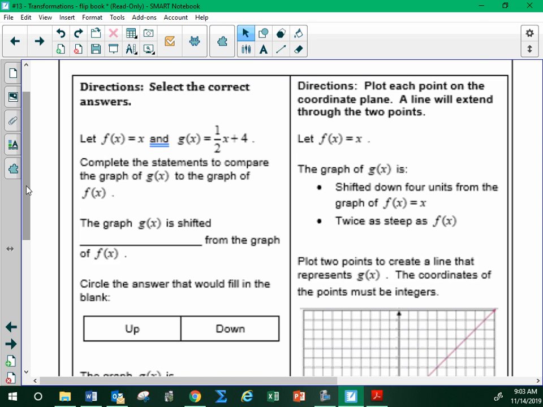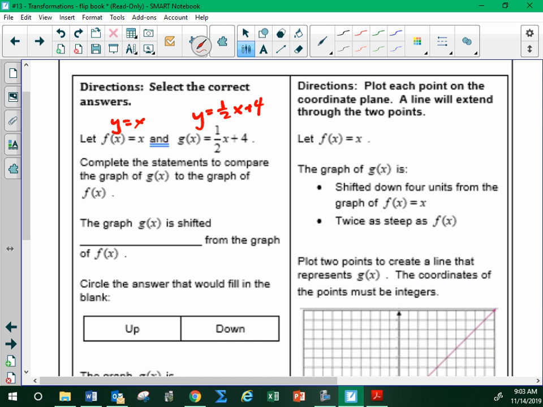Okay, so it says let f of x equal x. Remember, that's just y equals x. And g of x equal 1/2 x plus 4. So y equals 1/2 x plus 4. Complete the statements to compare the graph of g of x to the graph of f of x. So I just want us to describe what has happened between it. Remember, this is my parent function here. It's my original. So we're going to describe what is different from here to this guy.